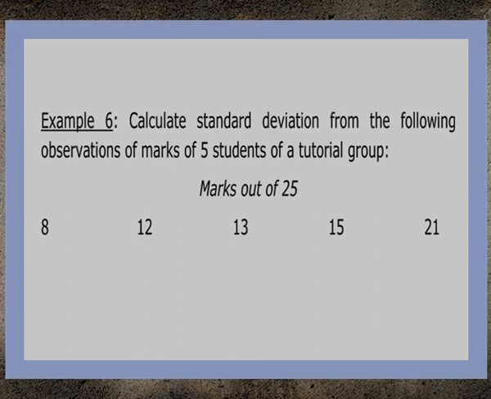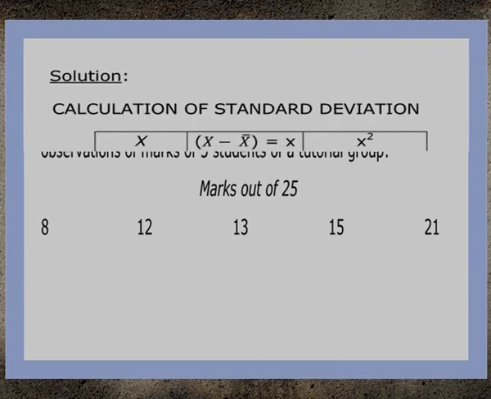Now let's see an example. Calculate the standard deviation from the following observations of marks of 5 students of a tutorial group. Marks out of 25: we have these marks 8, 12, 13, 15, 21. Now let's see the solution to this.